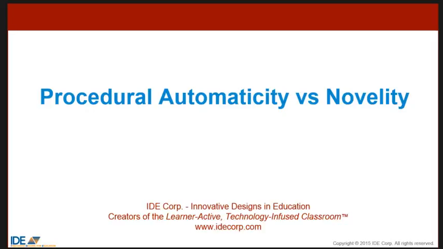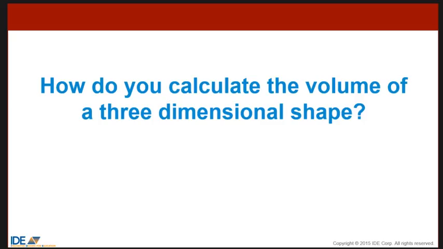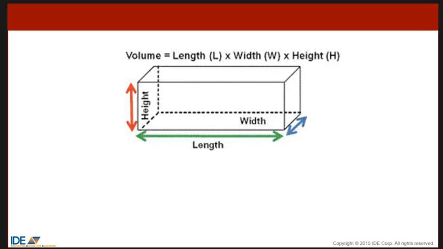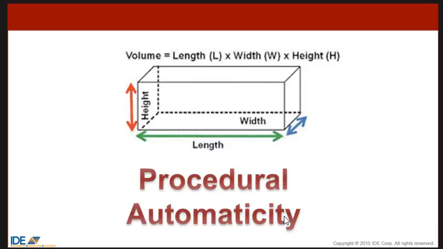Procedural automaticity versus novelty. Take a moment to consider this question, and then think about your answer. I'm sure you didn't have to think very long. I'm sure as soon as you read this, an image of a rectangular prism and the equation volume equals length times width times height came to your mind. The reason for this is procedural automaticity.